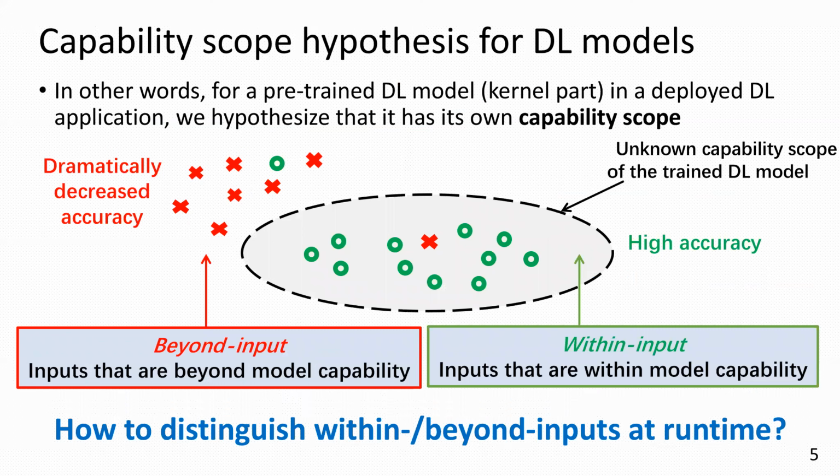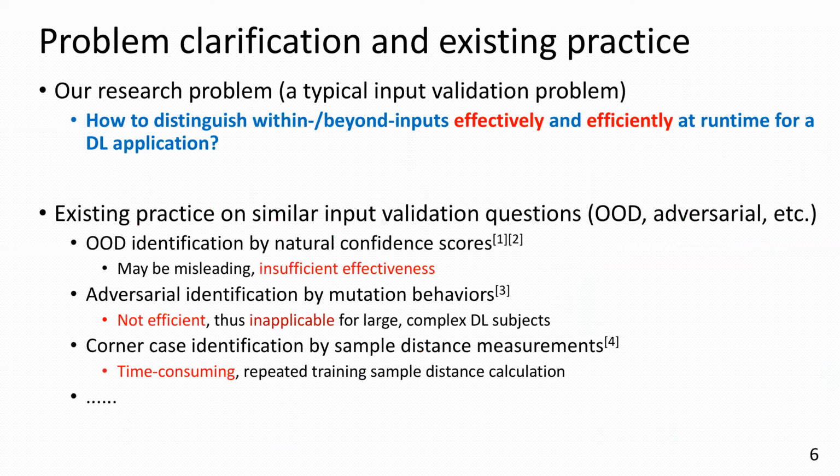Specifically, our hypothesis is that the kernel deep learning model in a deployed deep learning application has its own model handling capability scope. Inputs within such scope usually expect high accuracy. Inputs beyond such scope may cause dramatically decreased accuracy. Therefore, our real problem now is, how can one distinguish within and beyond inputs well at runtime? We consider the distinguishment should be both effective and efficient.